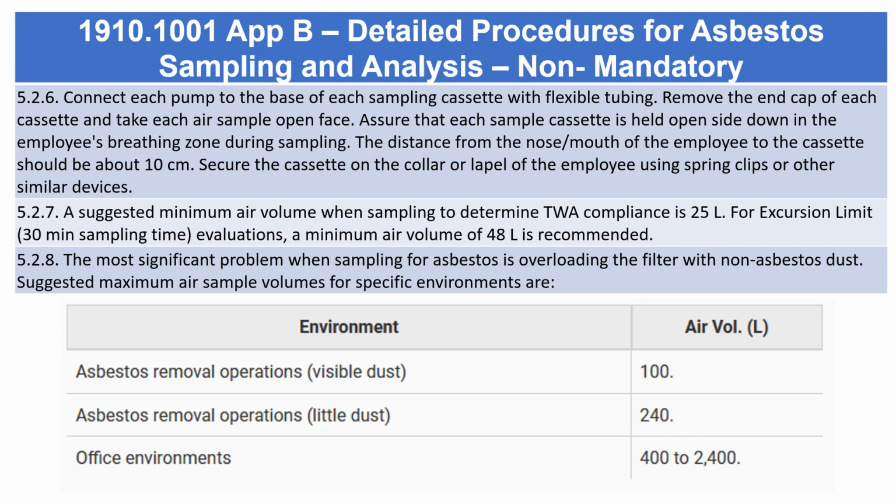5.2.7. A suggested minimum air volume when sampling to determine TWA compliance is 25 liters. For excursion limit, 30 minute sampling time, evaluations, a minimum air volume of 48 liters is recommended. 5.2.8. The most significant problem when sampling for asbestos is overloading the filter with non-asbestos dust. Suggested maximum air sample volumes for specific environments are: asbestos removal operations, visible dust, 100; asbestos removal operations, little dust, 240; office environments, 400 to 2400.